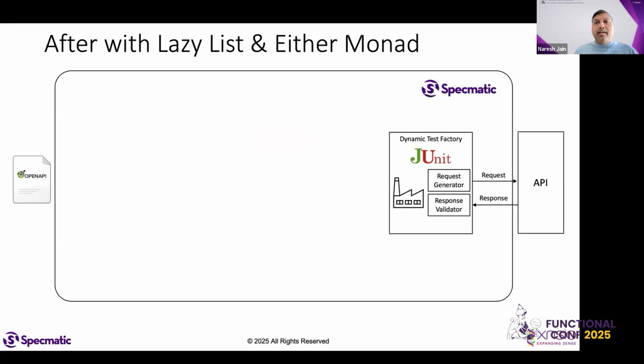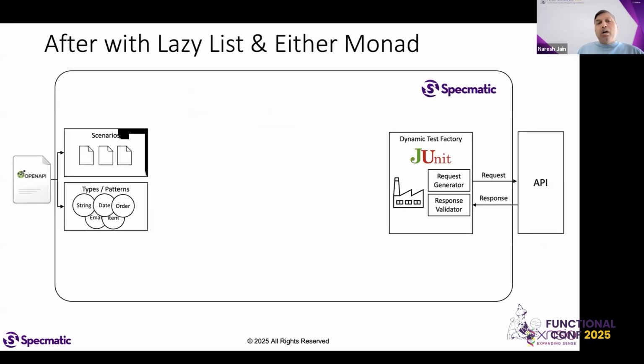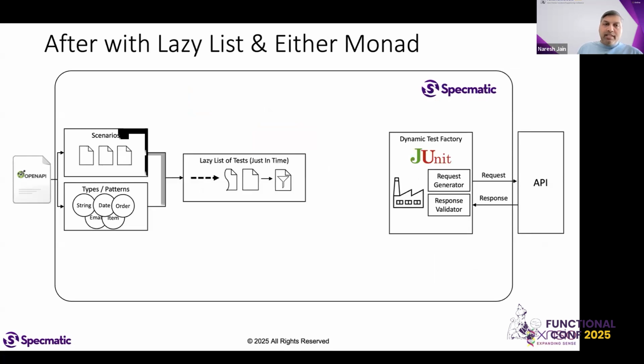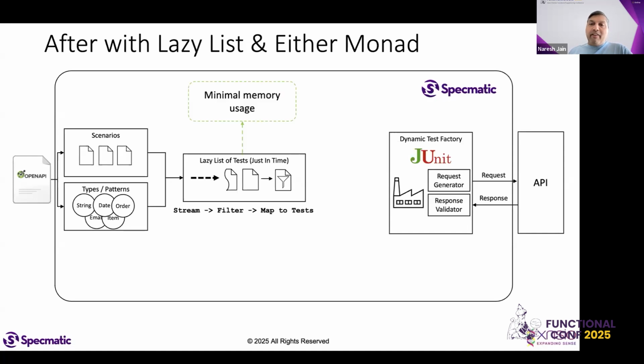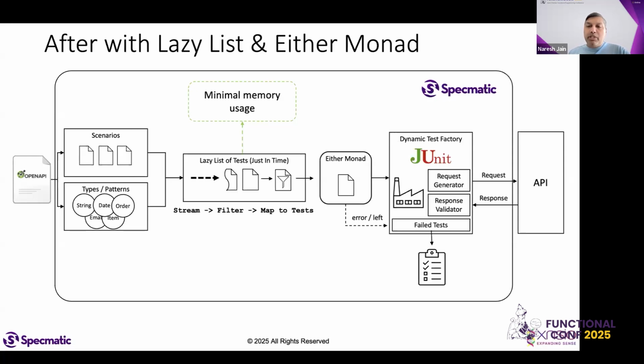If you look at the current implementation that we have, this is how we have redesigned this. Similarly, we build the scenarios, etc., but those are getting converted into a lazy list, basically a sequence in Kotlin. The filters are also attached to this, and they all get evaluated just in time. So this is essentially a sequence that is fed in, and you can see very minimal memory usage, and that's then wrapped into an either monad and given to the JUnit factory to execute. As it executes, because it's a monad, if there are failures, we mark it as a failed test but continue the sequence, and finally publish the report.